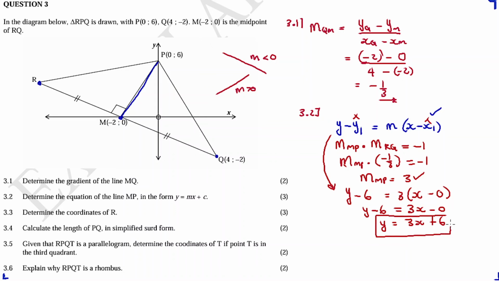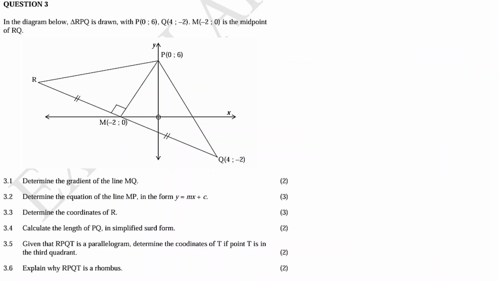So now this is our equation for the line MP. Now we want the coordinates of R, where the question is 3.3. Alright, I can hide this and open another tab, then 3.3: Determine the coordinates of R. How do we find the coordinates of R?